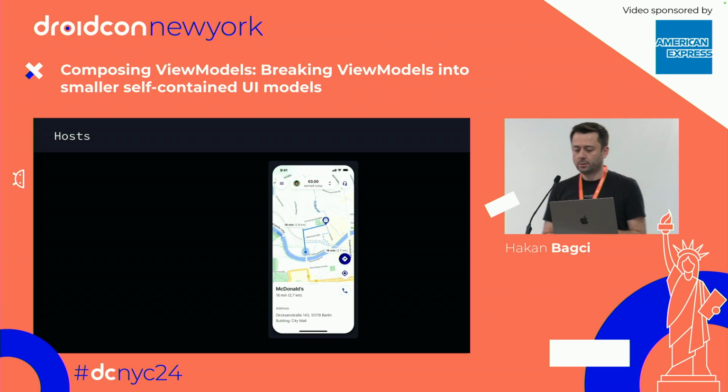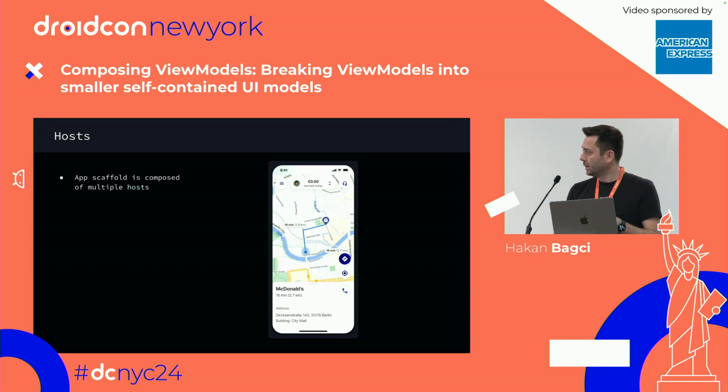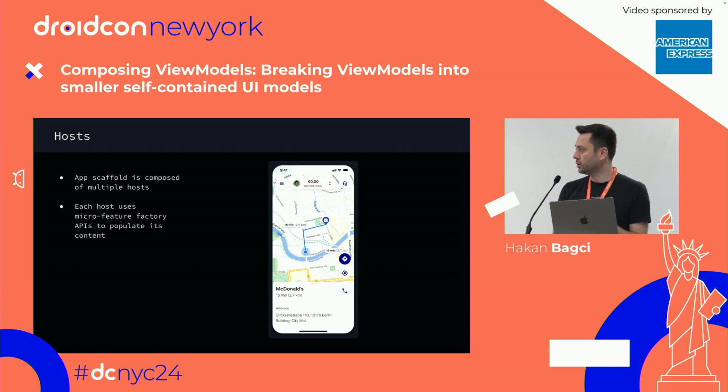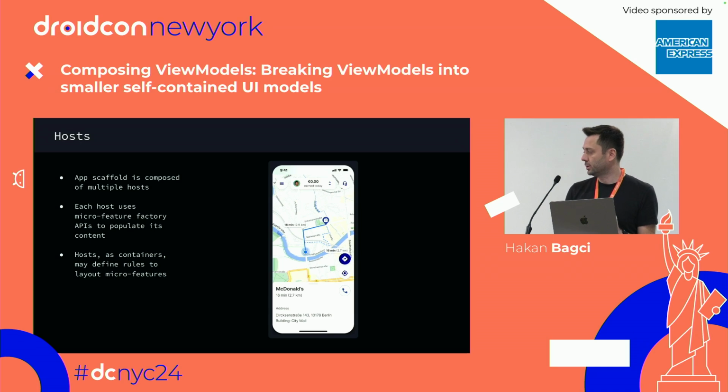To answer this question, we still need to define some more things, and here it's the host. So micro features cannot start functioning without hosts. App scaffold is composed of multiple hosts, and each host uses microfeature factory APIs to populate its content. Hosts as containers may define rules to lay out microfeatures.